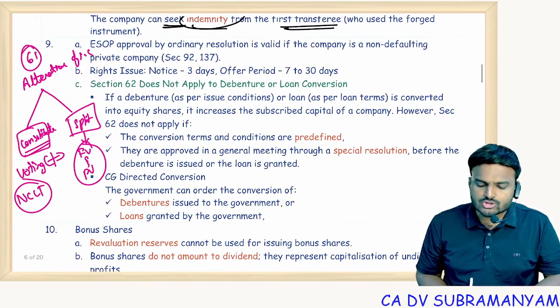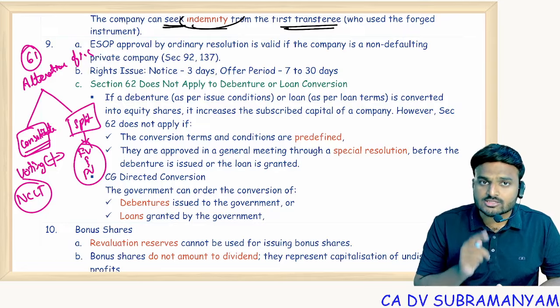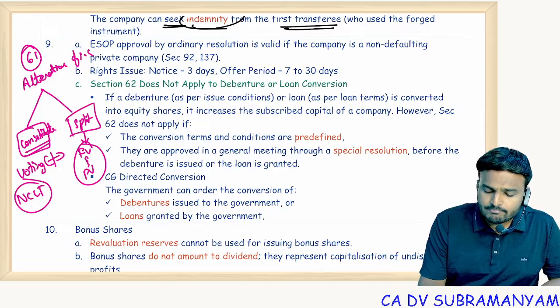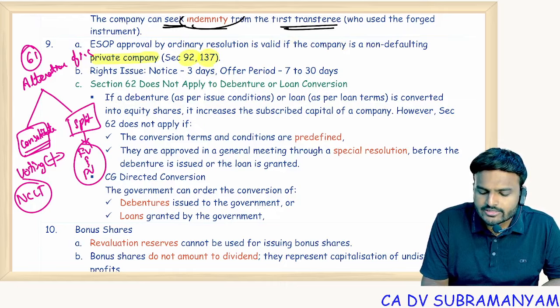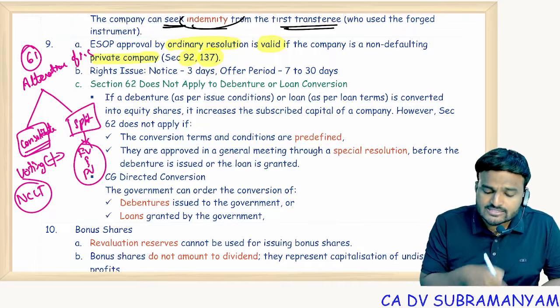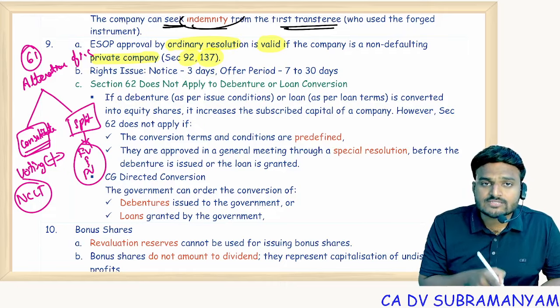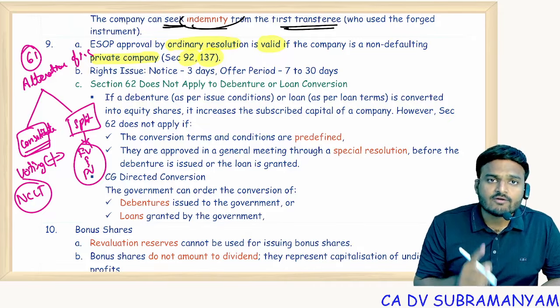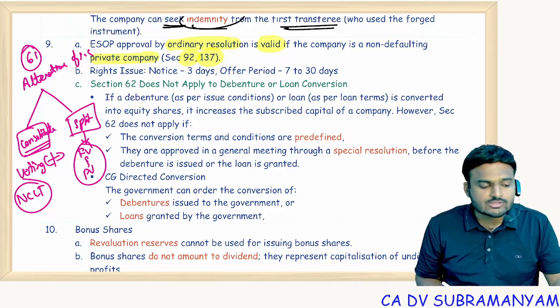That is further issue of shares. Generally, for ESOP, a special resolution is required. But if you are a private company which has not defaulted under section 92 and section 137, for you an ordinary resolution is enough. Even for IFSC companies also, remember this rule. For an IFSC company also, an ordinary resolution is enough for issuing shares under ESOP.